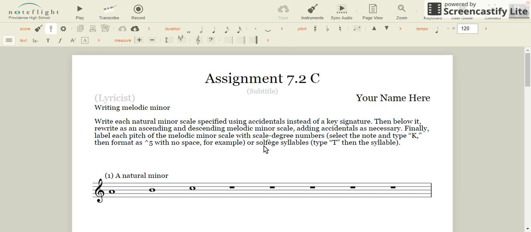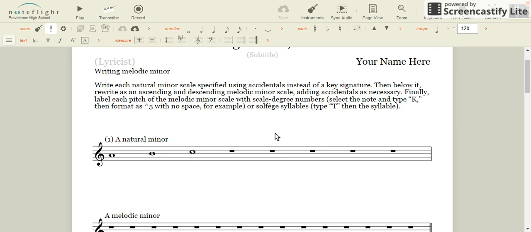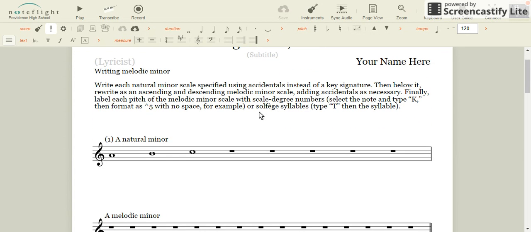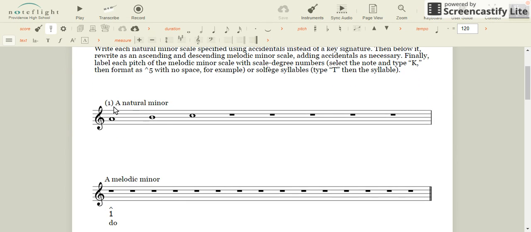So we'll select the note type K, then format it as scale degree 5, no space, for example, or solfege syllables, type T in the syllable. I'll do one with scale degrees and one with solfege, so you can decide which one you would like to do. All right, so looking at the first one here, we're doing A natural minor.